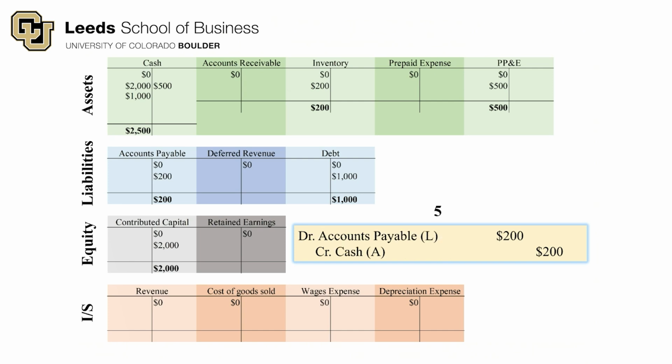Next transaction, we're going to now pay off that accounts payable. So now I want you to pay special attention. So what's going to happen is we're going to credit the cash account, and that's going to remove the cash from the account.